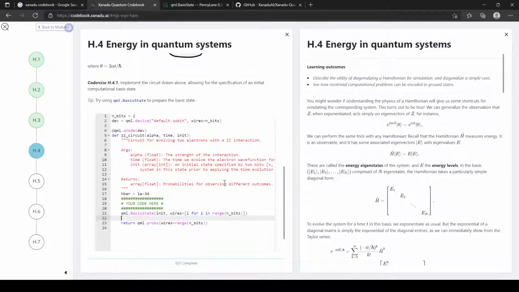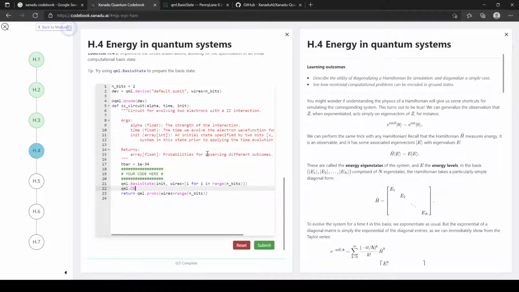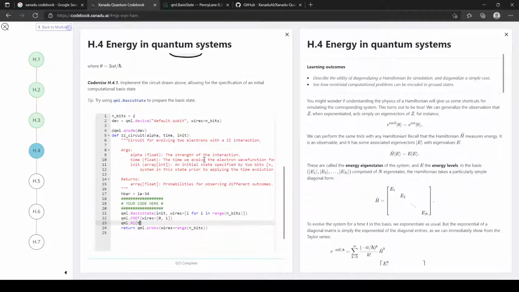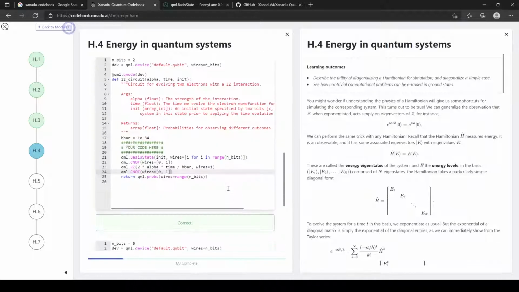Right now, I will say CNOT, I think that's what it is. Here's one RZ of theta, then CNOT of theta. Right here, theta equals 2a, 2 times alpha times time over h bar. Right, equal 1, alpha CNOT is equal 0, comma 1. All right, there we go.